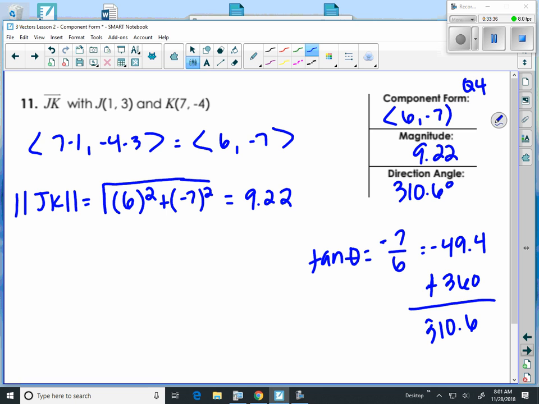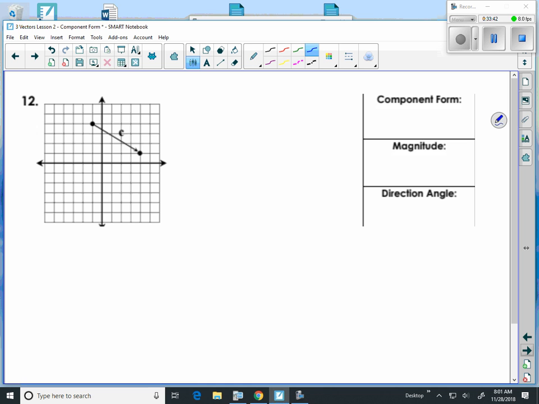Okay, now number 12, same thing, we're just given a picture instead of the actual numbers. So it's important that you write these points in the proper order, because the initial point has to come first and then the terminal point. So which one is our initial point? I'll just label them 1 and 2. Which one's our initial point? 1. Very easy, on top. Initial point number 1. How do we know that that's the initial point and not the terminal point though?